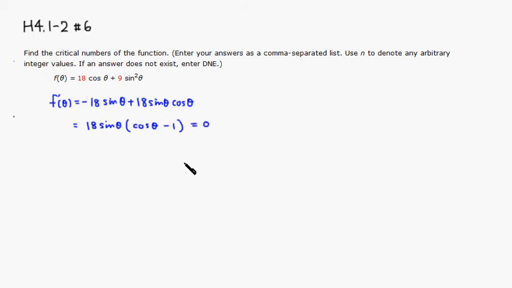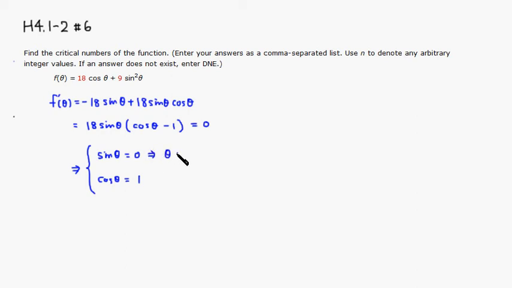There are a couple of things that we can get from here. So we're looking for theta that makes either sine of theta equal to 0 or this factor equal to 0, which means that the cosine of theta equals 1.